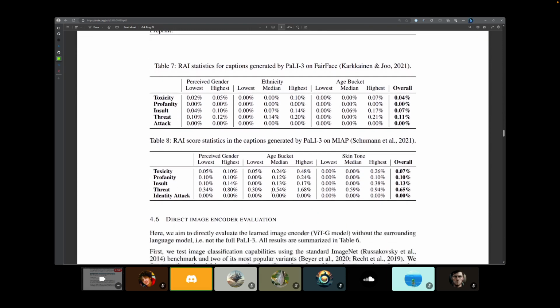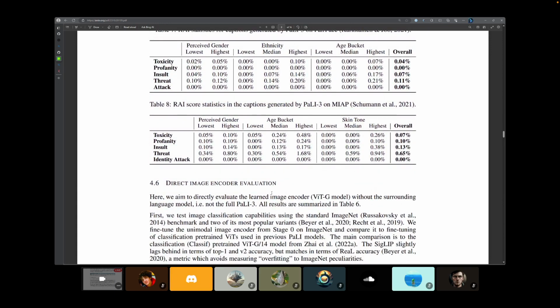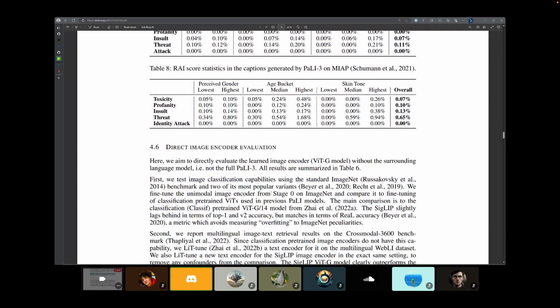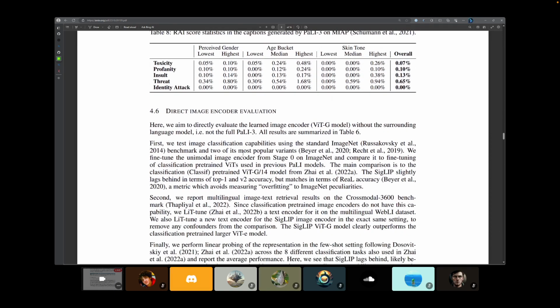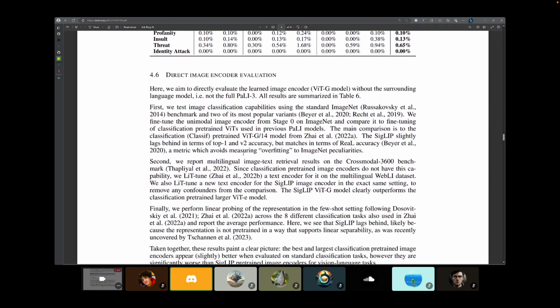And here are the statistics generated. And the caption statistics generated. Direct image encoder evaluation. Here we aim to directly evaluate the learned image encoder without the surrounding language model.